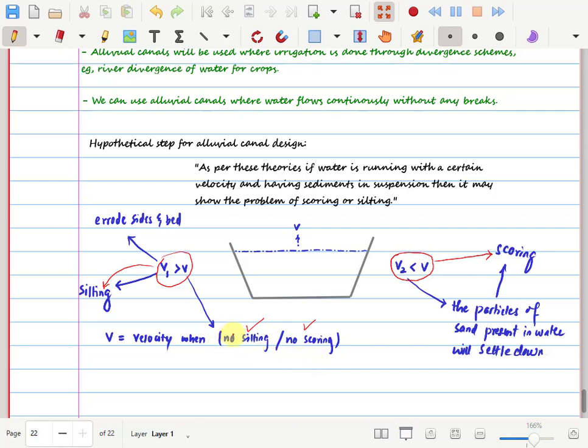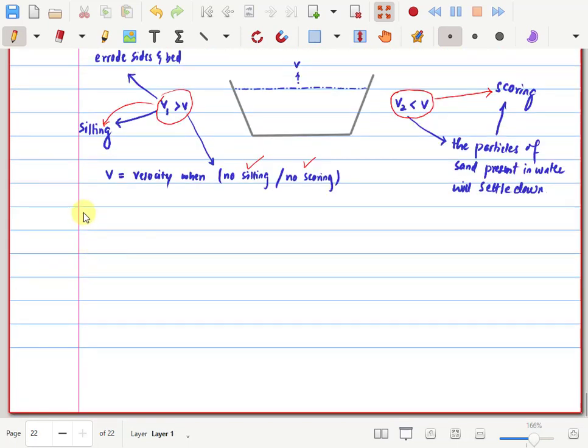There can be three cases. Either there can be silting, or there can be scoring, or there can be no silting and no scoring. If there is no silting and no scoring, we represent it with V. If there is silting, we represent it with V1. If there is scoring, that is V2. Got it? So there can be 3 conditions. On the basis of this, we are going to note down few more important points.